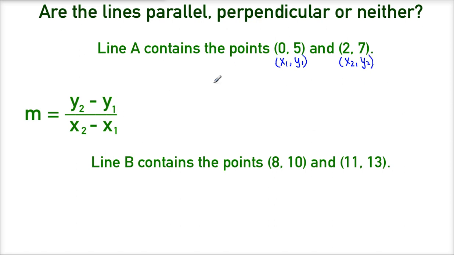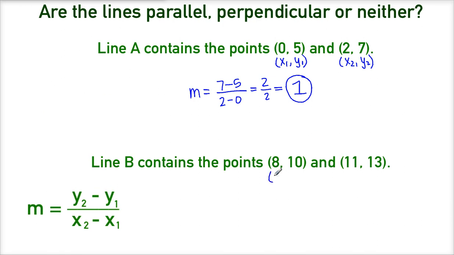So in the formula for the slope, we do y2 minus y1, so 7 minus 5, and x2 minus x1, 2 minus 0. 7 minus 5 is 2. 2 minus 0 is 2. So the slope of this line, 2 divided by 2, is 1. Okay, let's find the slope of line B now.